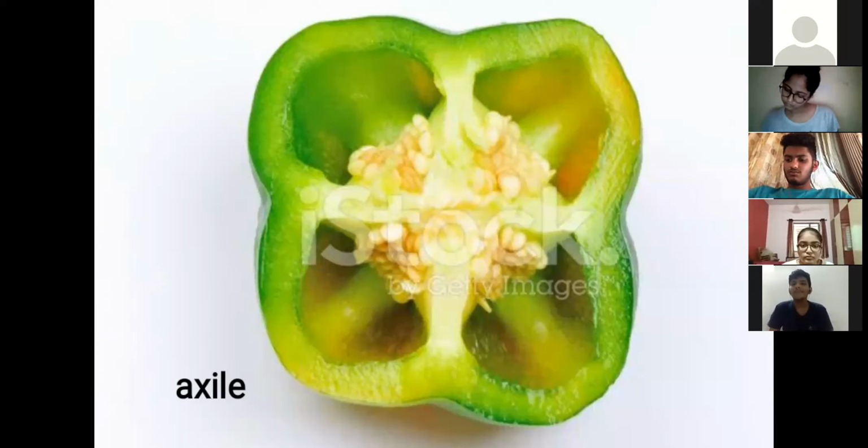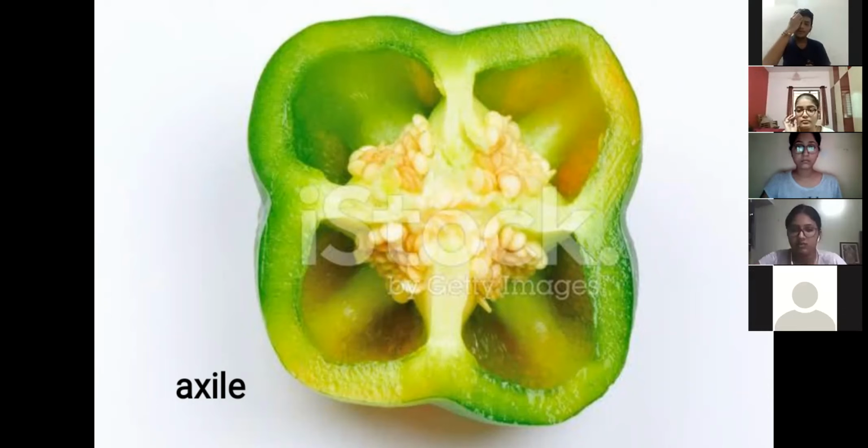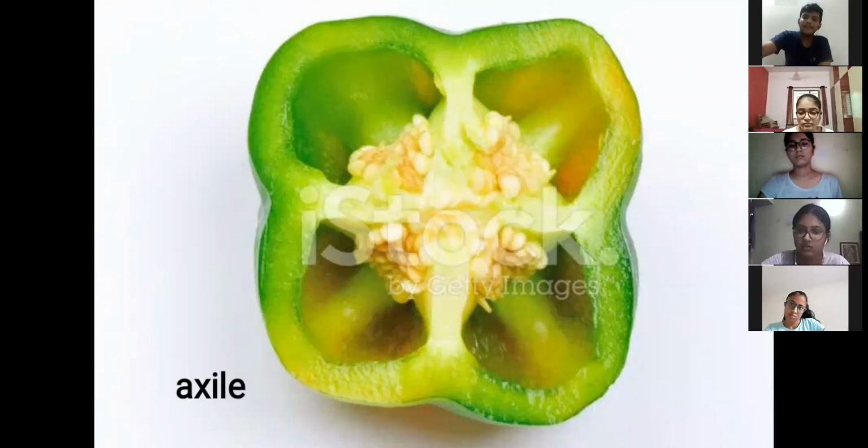ये कौन सा एग्जाम्पल है? जील बताओ आप. जील. Speak loudly, properly, जील. Yes, ma'am. हाँ बोलो, ये कौन सा है? ये क्या है पिक्चर में? Capsicum. हाँ, very good, right?